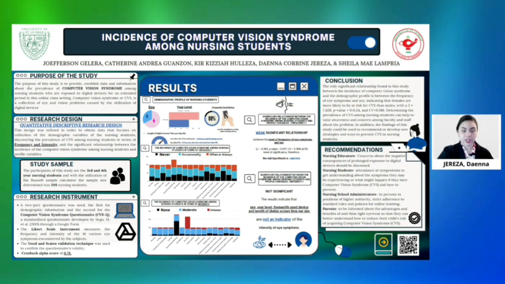We will now proceed with the results and discussions of this study. The results show the participants' demographic profiles. More than 3/4 of the total sample size were female nursing students, and it is evident that there are more third-year nursing students, with 125 of them.